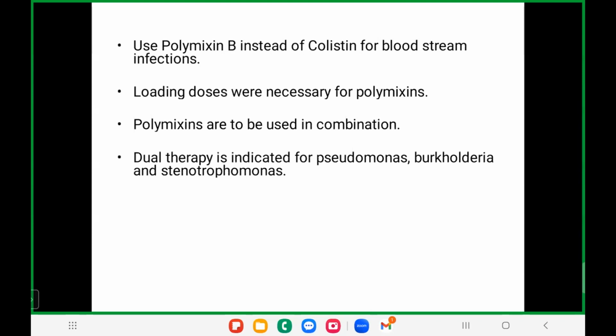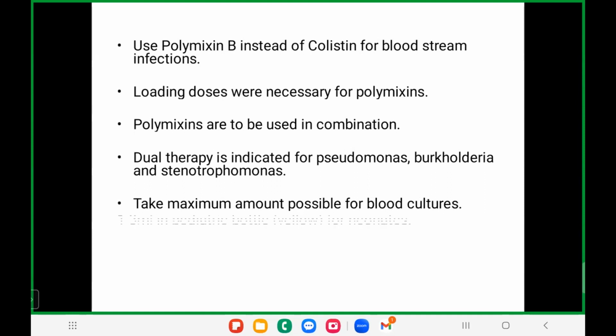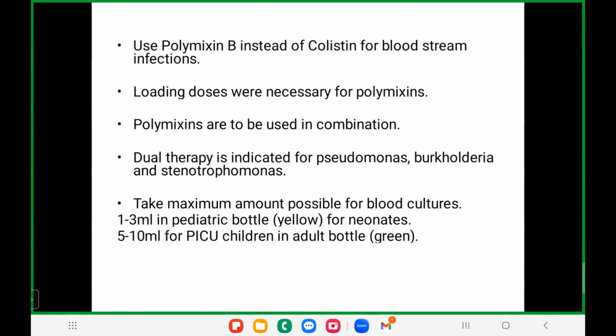And some bugs are very much known for drug resistance, so you need to give them dual therapy in sick patients. You cannot give monotherapy, for example Pseudomonas, Burkholderia, and Stenotrophomonas. So dual therapy is suggested in a sick patient. And the last important point is try to take the maximum amount of blood possible for blood cultures. Don't restrict yourself to the lowest amount. At least 1 to 3 ml for neonates, 5 to 10 ml for children.